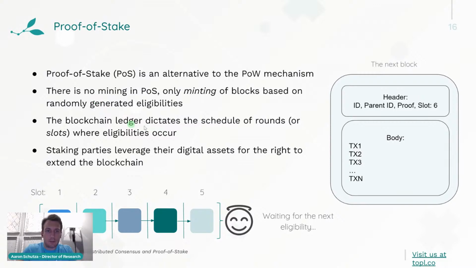So there's no mining in proof of stake. We don't want to confuse that process of mining, that wasteful, energy-consuming hashing race that plays a role in Bitcoin, where everybody who's minting blocks and mining blocks is constantly searching for new blocks. In this context, we're minting blocks based on the eligibilities that are produced through the ledger itself.